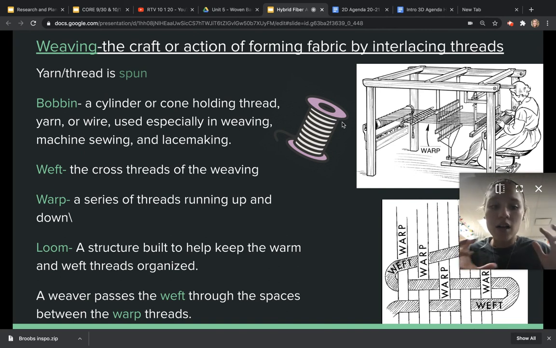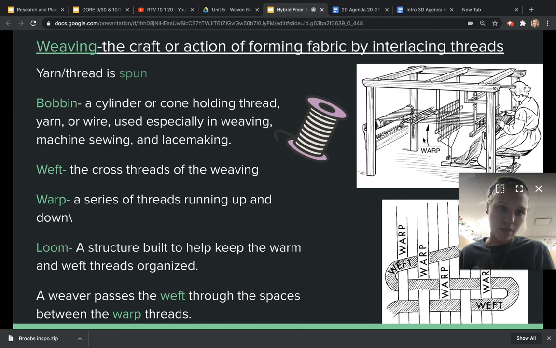And then they're held on an actual structure that is called a bobbin. So when you hear us say, if you need to take something home, take a bobbin with you, that means make sure you have a structure to contain that spun yarn or thread. Again, the weft is going to be the things that weave in between, and the warp are the up and down pieces. And a loom is a structure that you can use.